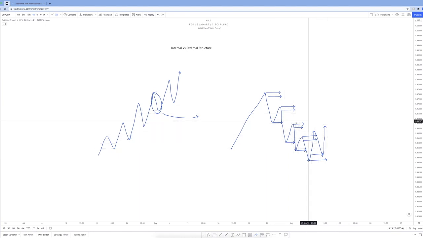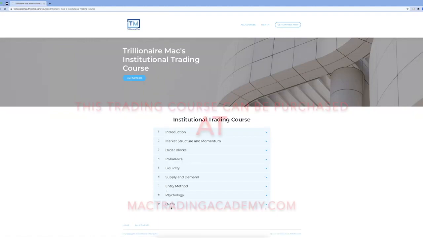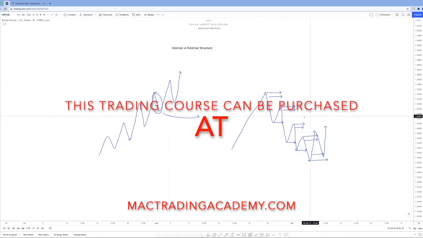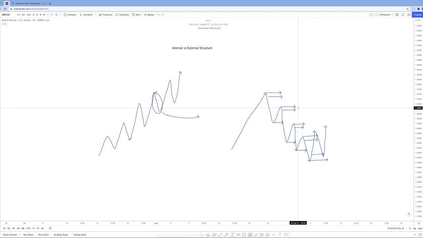Well, within those supply areas, you're going to have what I like to call flip zones. Now we're not going to get in too deep with flip zones, and the reason being is because that's going to be a more advanced section that is going to be added to the institutional trading course. But it's basically just supply that is going to later be used in order to instigate demand.